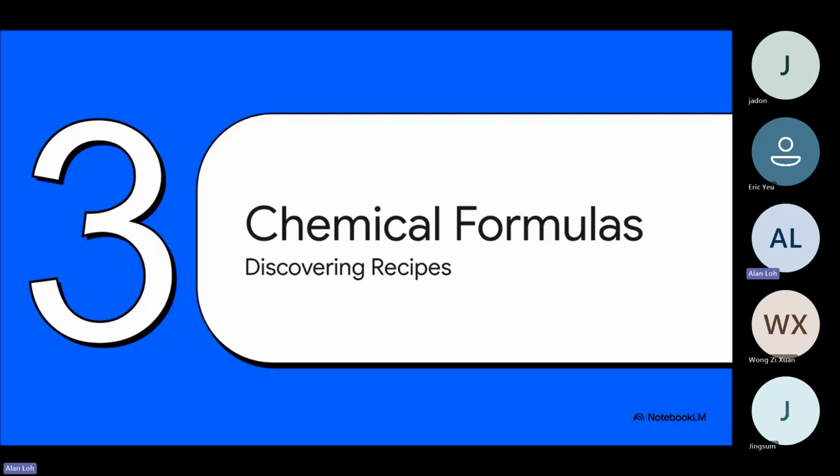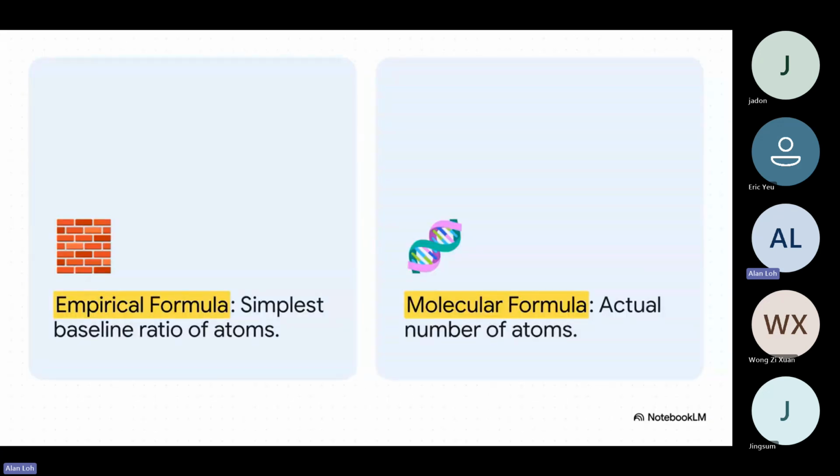Section 3. Understanding chemical formulas. So how do chemists actually use these molar calculations to discover the real recipes of different substances? Well, when analyzing a substance, chemists distinguish clearly between two types of formulas. First, we have the empirical formula. Think of this as the stripped down, simplest baseline ratio of atoms in a substance. For example, CH2 means for every 1 carbon atom, there are 2 hydrogen atoms.